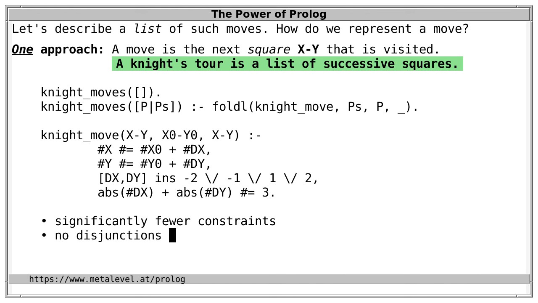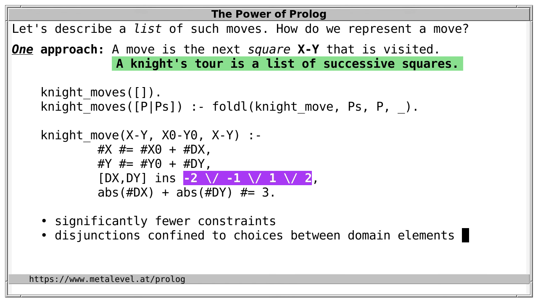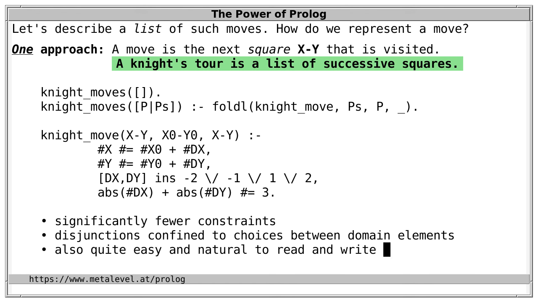Further, there are no more disjunctions. Or rather, looking at this domain, disjunctions are now confined to choices between domain elements. And that's a good thing, because the constraint solver can very easily reason about remaining domain elements and use the sizes of domains for heuristics. And therefore, it's much better to have a disjunction in this sense, a choice between domain elements, than a choice between entire constraints. And on top of it, this definition is also quite easy and natural, certainly not much harder to read and write than before.